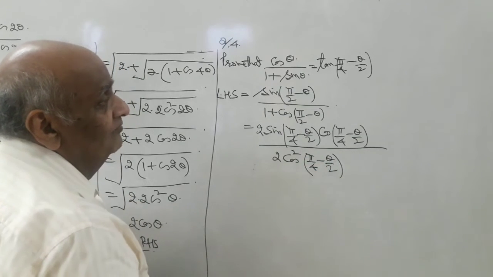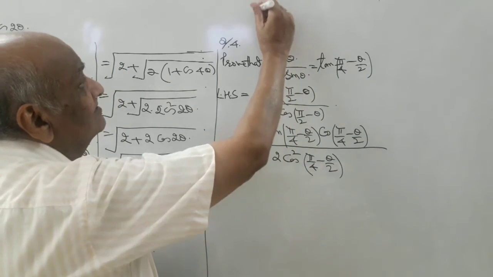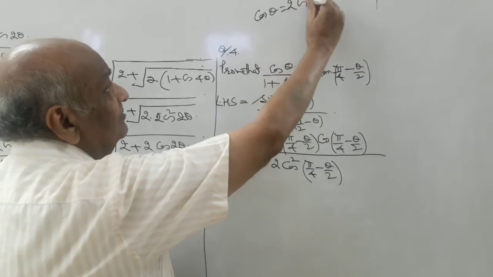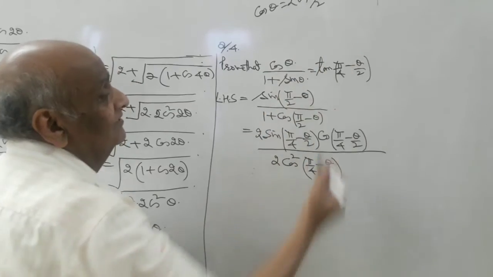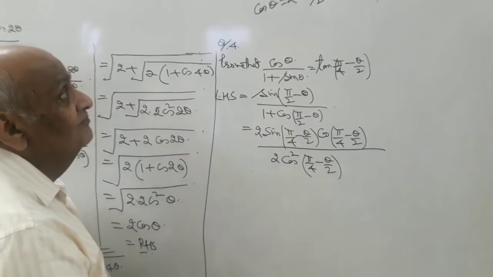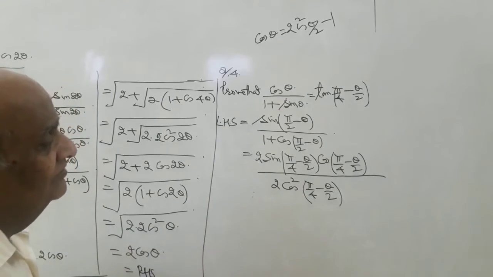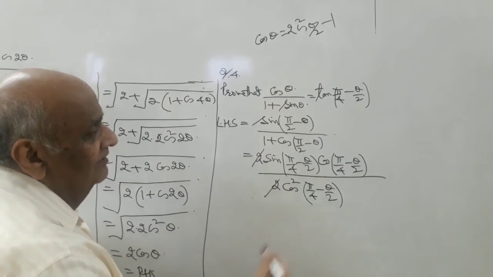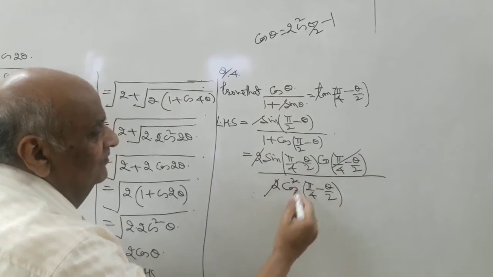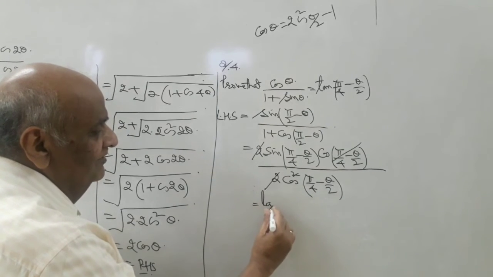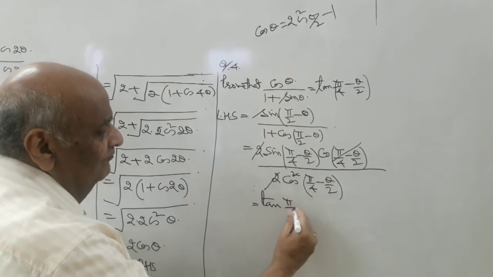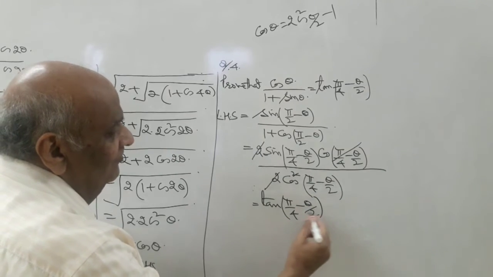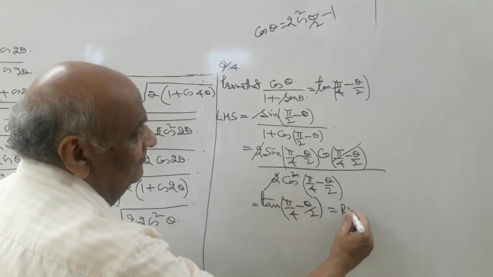Again you apply the formula. I can write down here on one side, cos theta is 2 cos square theta by 2 minus 1. So it is 1 plus cos theta, 2 cos square theta by 2. This 2 will go, also cos will go. You have simply tangent of pi by 4 minus theta by 2. That is on the right hand side of the sheet.